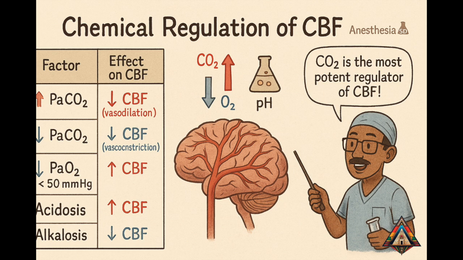Severe hypoxemia, oxygen partial pressure below 50 millimeters of mercury, triggers vasodilation. Acidosis, low pH, enhances cerebral blood flow, while alkalosis, high pH, reduces it. Carbon dioxide is considered the most powerful regulator of cerebral blood flow under normal conditions. These chemical changes are especially important in the management of ventilation and acid-base status in critically ill patients.